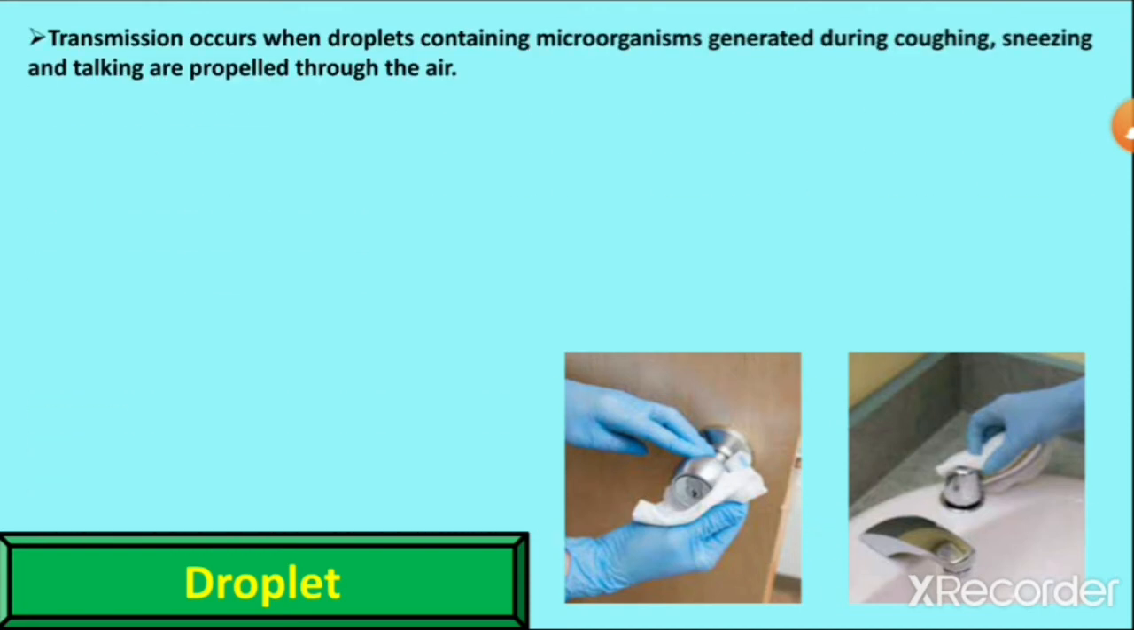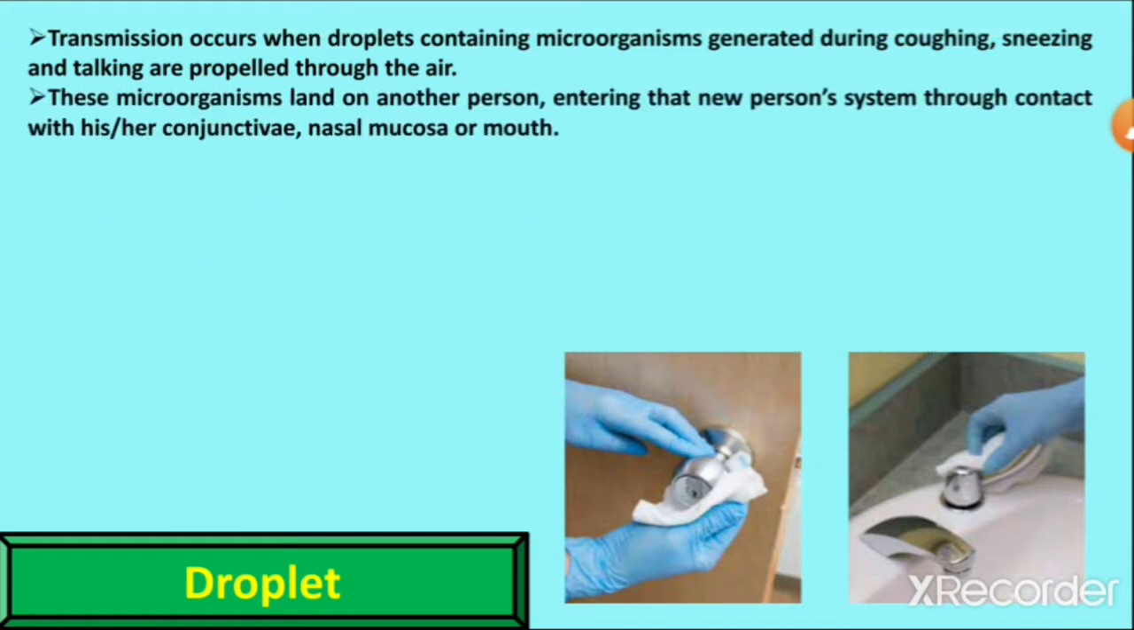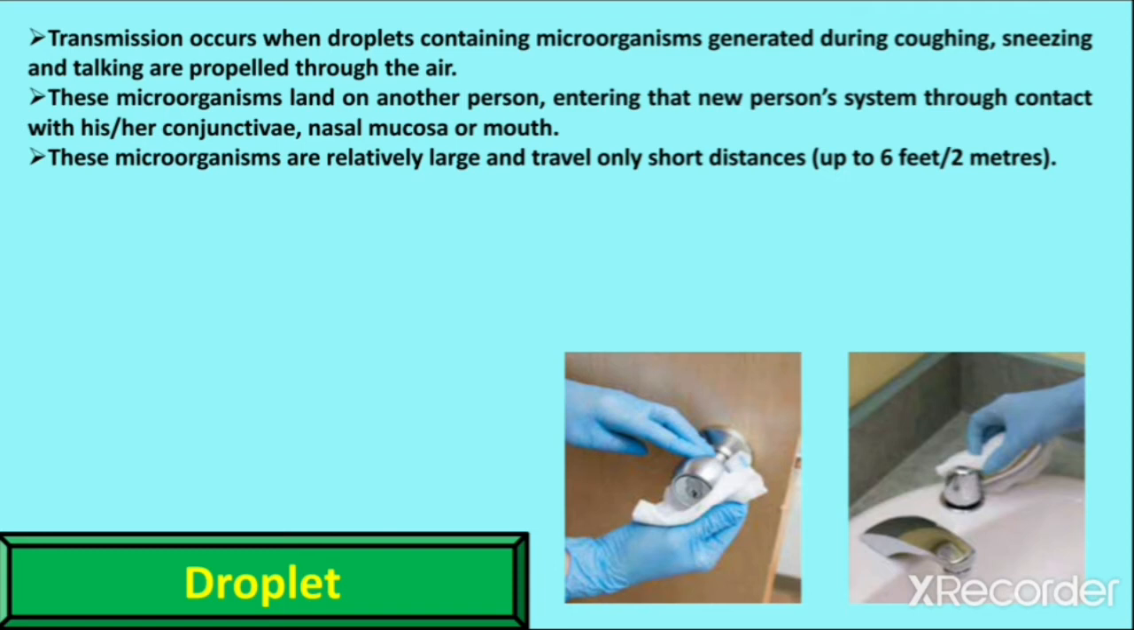Next is the droplet. Transmission occurs when droplets containing microorganisms generated during coughing, sneezing, and talking are propelled through air. These microorganisms land on another person, entering the new person's system through contact with his or her conjunctiva, nasal mucosa, or mouth. These microorganisms are relatively large and travel only short distances, up to 6 feet or 2 meters.